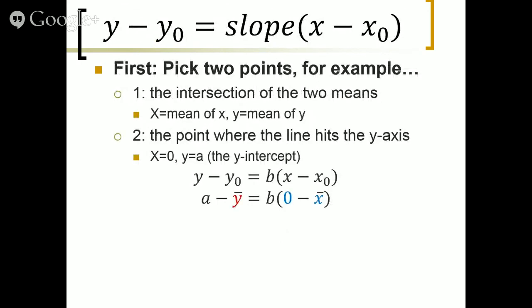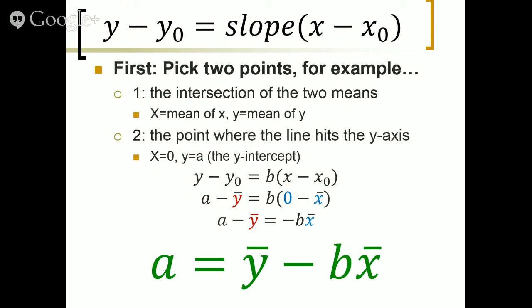So in this case, things reduce nicely if you use the means of both values. If you plug in the y mean and the x mean, and you plug in the intercept, then x is 0 at the intercept, so you can get rid of that. So you can reduce the equation a little. So you have a minus y bar equals negative b times x bar. And there you go. That's the point-slope form of the equation, and that can help you figure out a little more quickly the a and the b values involved.